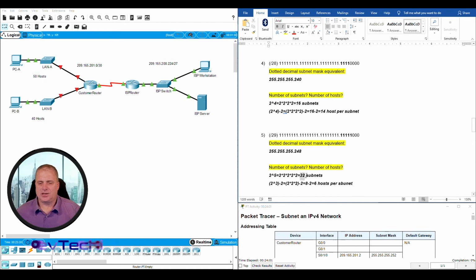/29 gave us 32 subnets. Each one of those 32 subnets has 6 hosts per subnet.